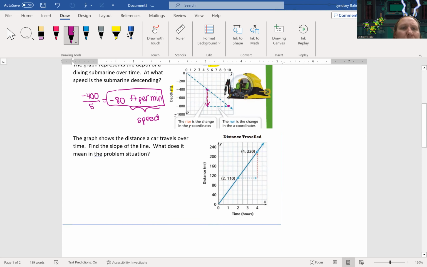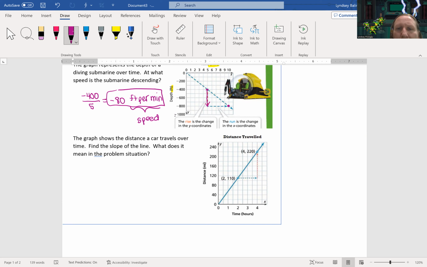Okay, and the last one. The graph shows the distance a car travels over time. Find the slope of the line. What does it mean in the problem situation? So we have our two points. Okay, it's proportional, it goes to the origin. We could find the constant of proportionality, but we'll just practice doing our slope.